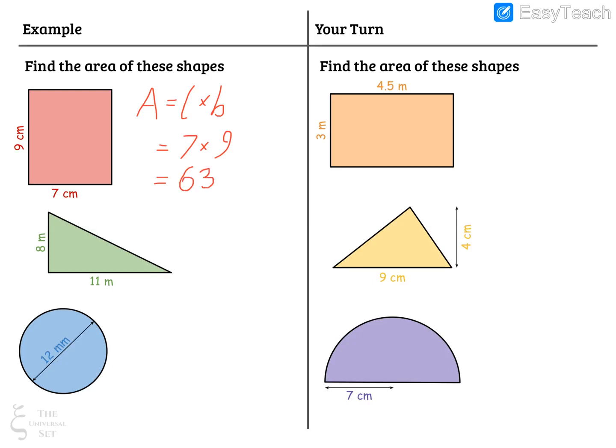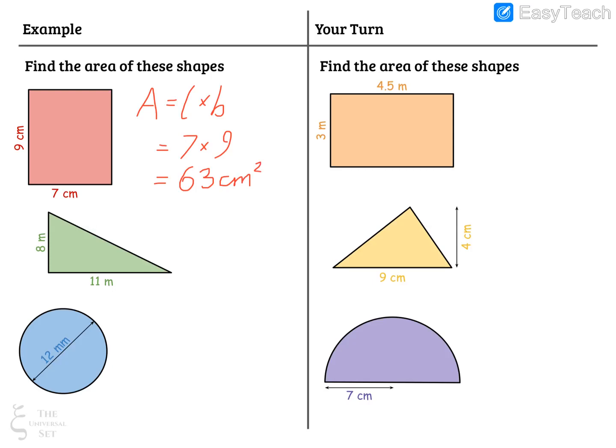We're not quite finished yet. We need units. Wherever we're finding a sort of a measurement type of thing, we need units. Area is always measured in units squared. So because my lengths are centimetres, this one is going to be 63 centimetres squared.